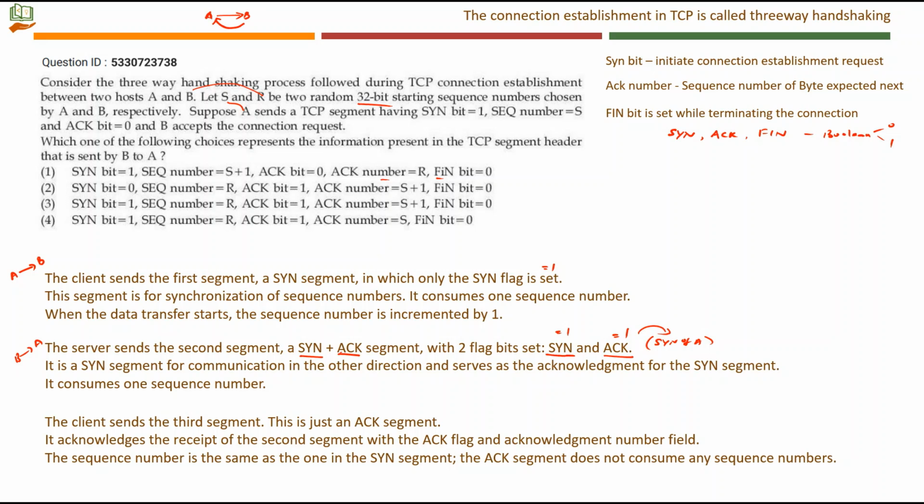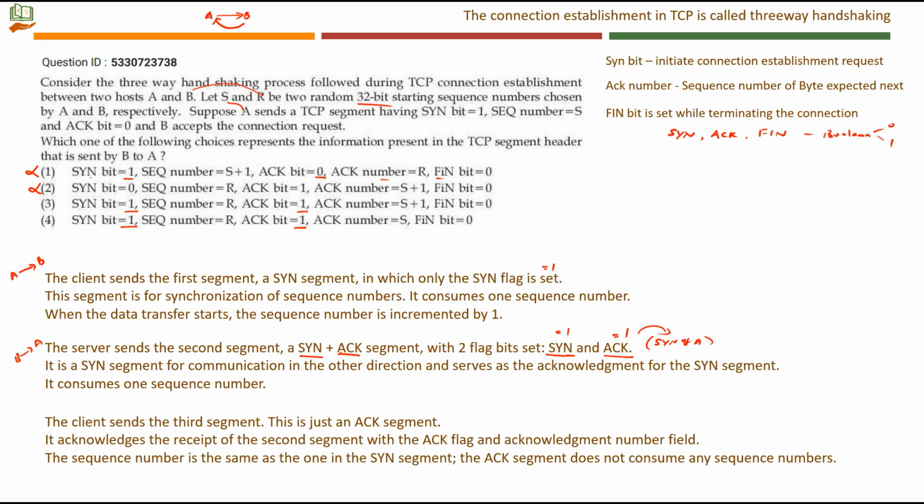SYN bit is equal to 1 and ACK bit is equal to 0. So we will rule out this. We have SYN bit as 0. So we will rule out this. We have SYN bit as 1 and ACK bit as 1. Here also SYN bit is 1 and ACK bit is 1. So we have to find from 3 and 4 only now.